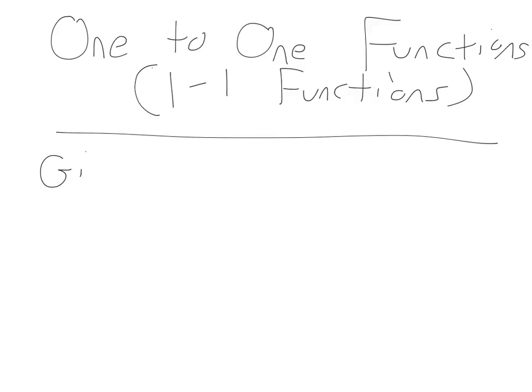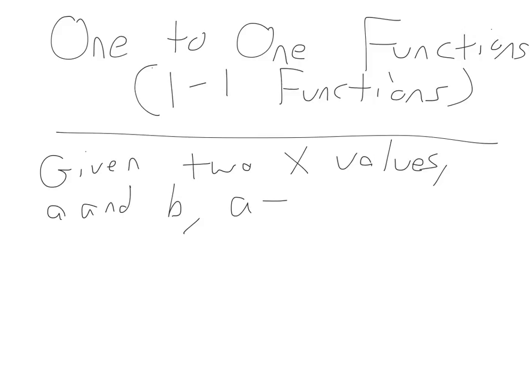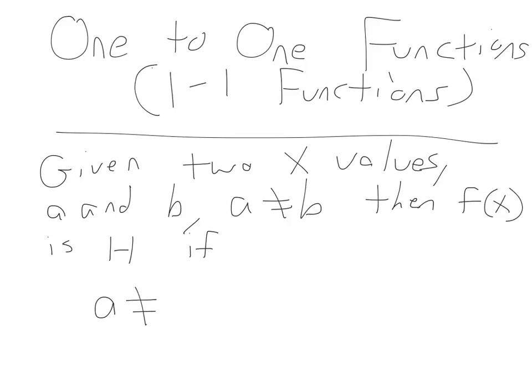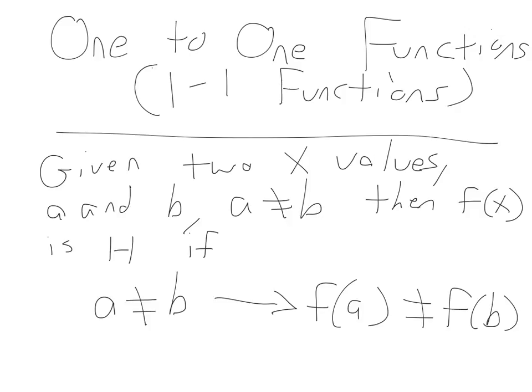Alright. Given two x values, a and b, with them not being equal, then a function f of x is 1-to-1 if the two x values not being equal implies the corresponding y values are also not equal, meaning each x value will map to a different y value.